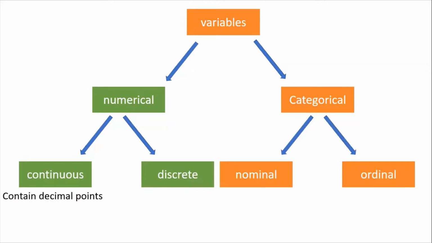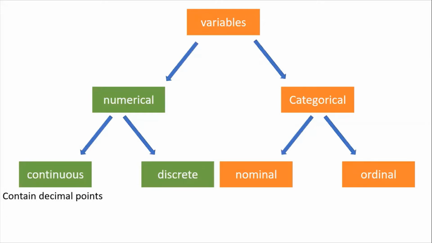So continuous variables contain decimal points, for example height. Okay, so 180 centimeters or 180.5 centimeters, or we can say 180.55555 centimeters. And it still makes sense, so they are called continuous variables. They can contain decimal points and it makes sense.